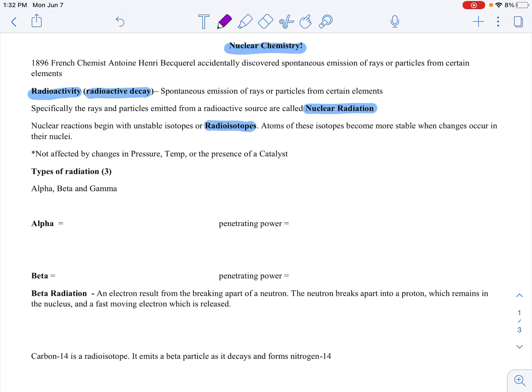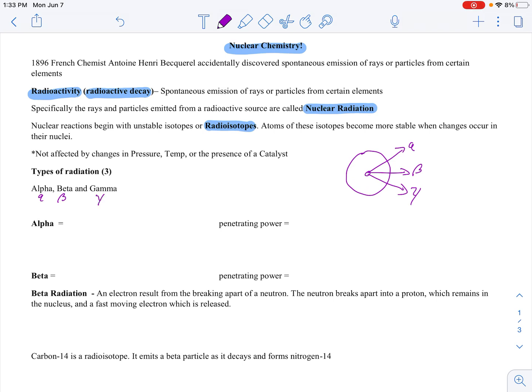occur in the nuclei. So, what you have here is an atom. In the center of the atom, the nucleus is unstable. To become stable, it spits out nuclear radiation. And there are three different types of nuclear radiation that can occur: alpha, beta, and gamma radiation. So it's alpha, beta, and gamma.